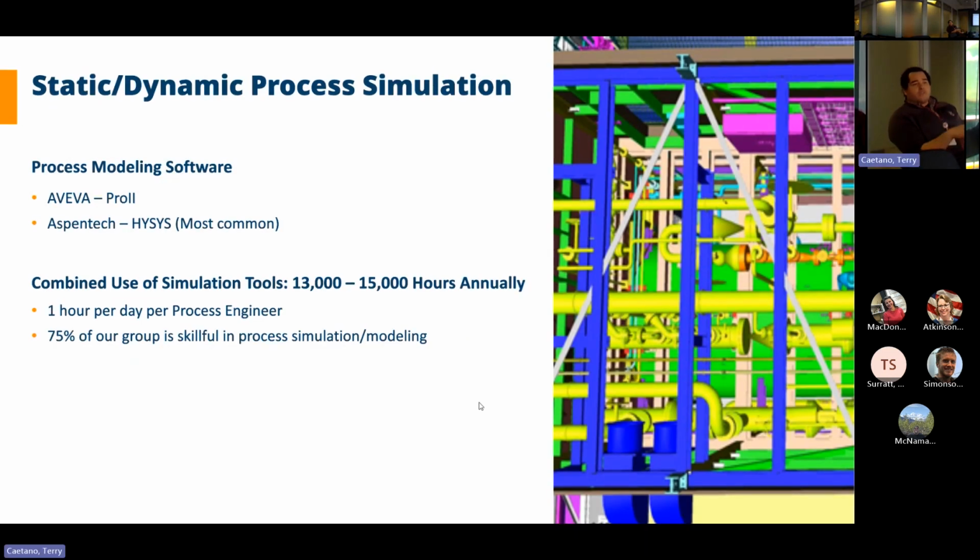Process simulation for a specific project or to solve a specific question, and what questions we need to ask you guys to help set that up. Next slide, please.